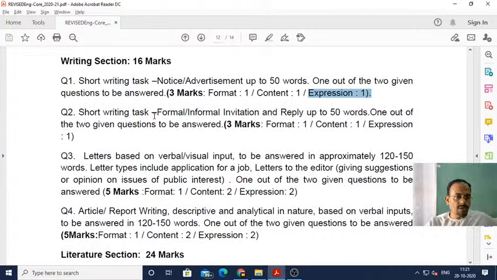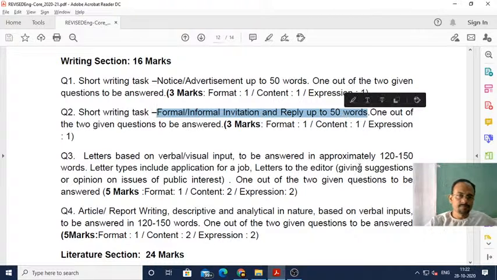And then short writing task. Short writing task means formal or informal invitation and reply up to 50 words. This is the second type of writing task.